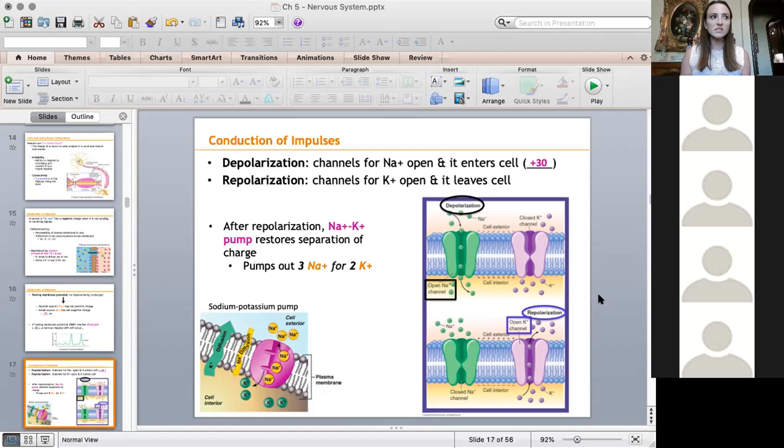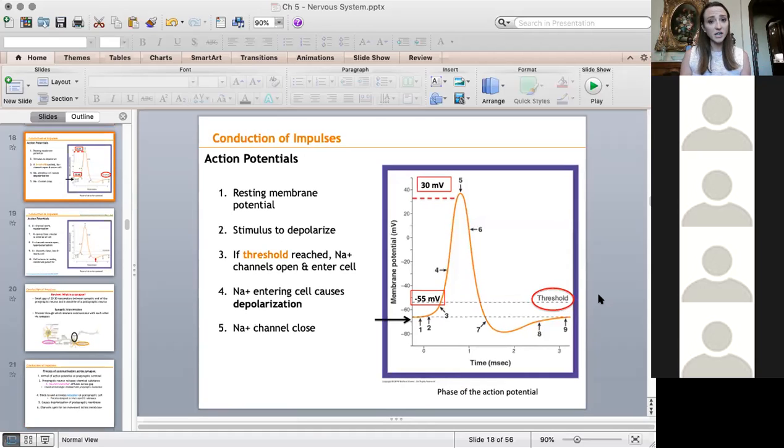But once the impulse is conducted, we have to return to resting membrane potential. How do we do that? The sodium and potassium pump. We see down in the bottom corner, for every 3 sodium that are pumped out, it's going to pump 2 potassiums back in. That's what that picture shows. It's just this pump that moves those ions back to where they're supposed to be, which gets us to resting membrane potential.